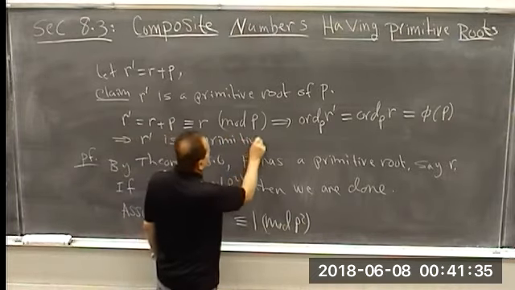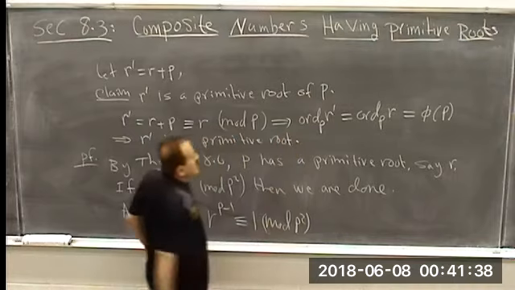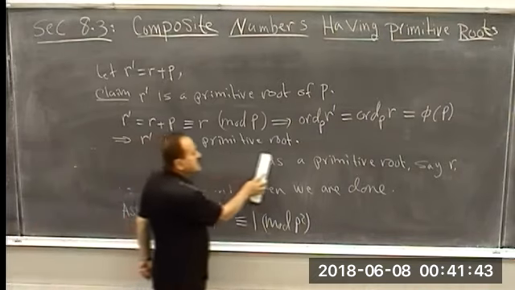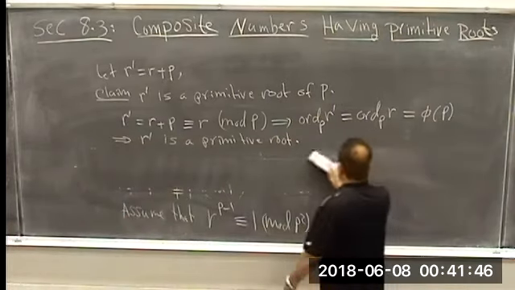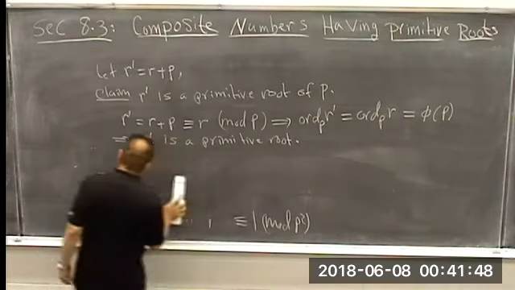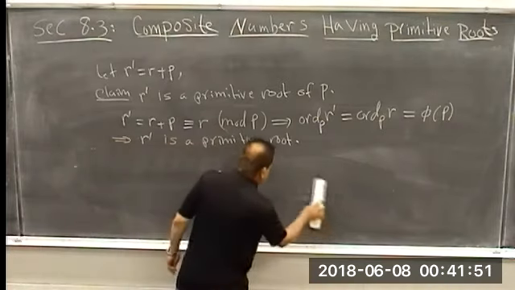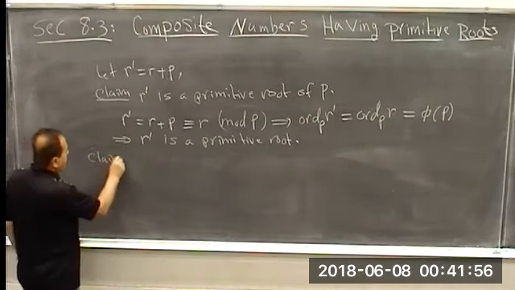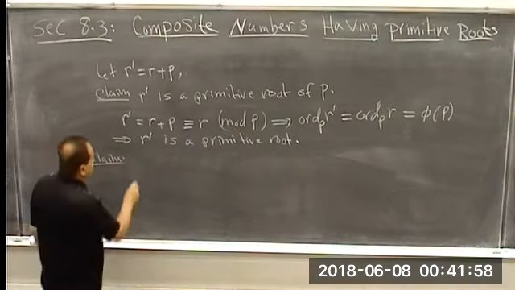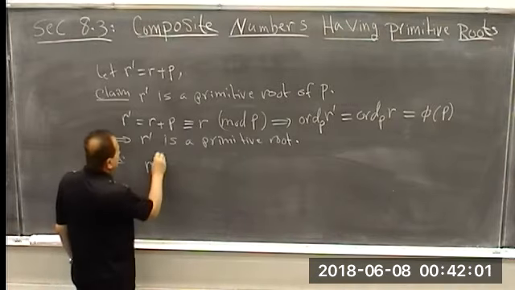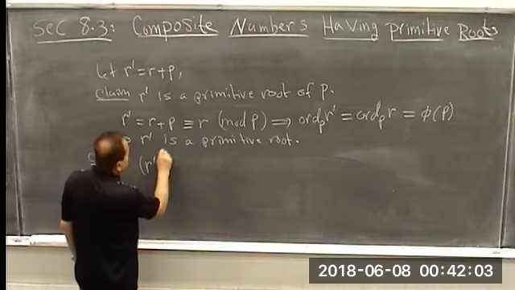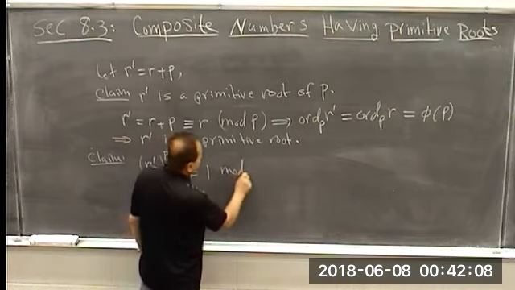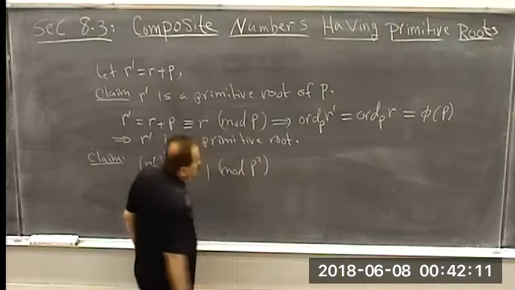Now, I claim that this R prime does satisfy the condition, meaning it's not congruent to 1 mod P squared. All right, so here's the claim: R prime to the power of p minus 1 is not congruent to 1 mod p squared. All right?